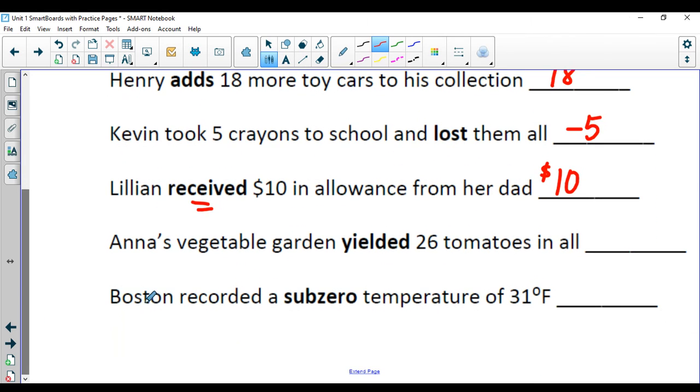The last two we have: Anna's vegetable garden yielded 26 tomatoes in all. So that's what she got out of her garden, so that's a positive 26. And the last one, Boston recorded a sub-zero temperature of 31. Sub means below zero. Once we go below zero, we're talking about negatives here. So that's negative 31 degrees Fahrenheit.